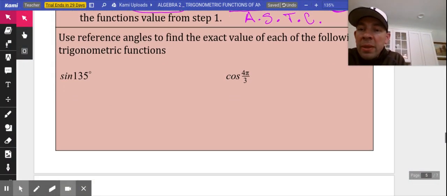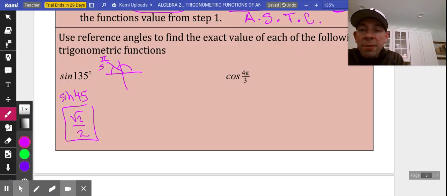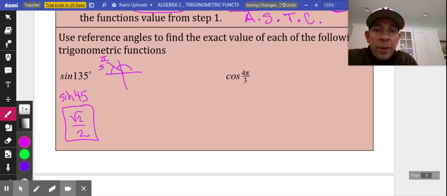Okay. So the reference angle right here, let's just draw 135. It's going to be right here, right? That's quadrant 2. Sine is positive in quadrant 2, so that's a good thing. And then your reference angle is 45. So this is equivalent to the sine of 45, which is radical 2 over 2, positive radical 2 over 2. Okay, one thing you could do on this next one is rewrite it in degrees. So 4 pi over 3 is going to be 240 degrees. Draw yourself a picture of 240.